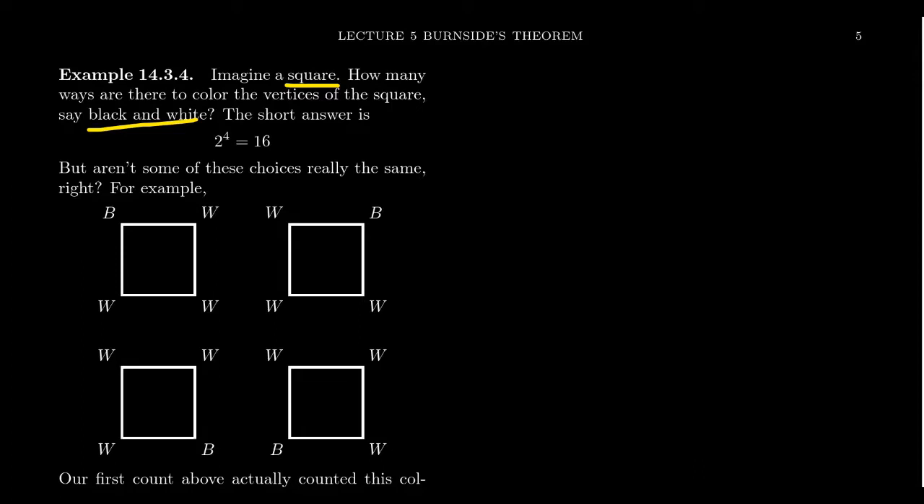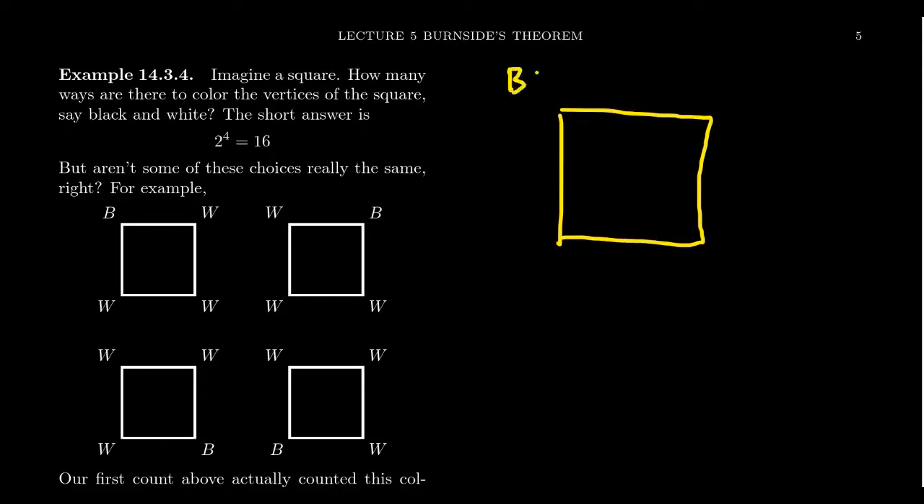But let's say we want to place two colors on our square. We'll just make it simple: black and white. How many ways can we do it? Well, if you have your square, you take the first vertex, and there are two options, black or white. Then you take the next one, black or white. And the next one, black or white. So in essence, you have two options, two options, two options, two options.